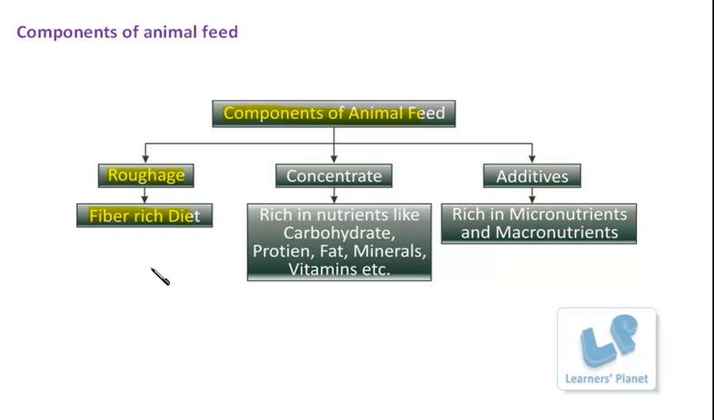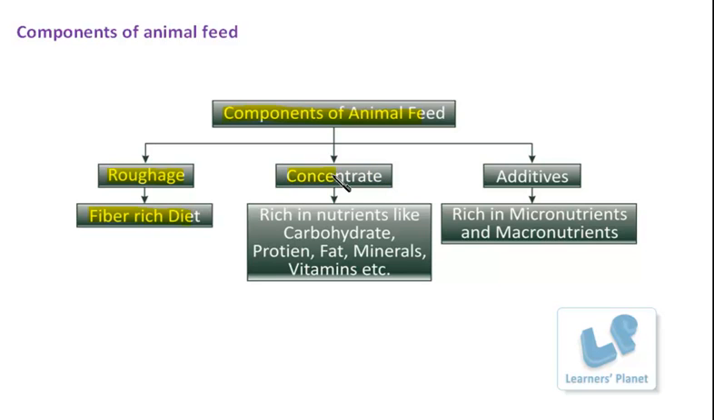Now which products are considered as roughage? It includes fodder, like berseem or sorghum, hay, straw, and so on. Such material is known as roughage, which is of course rich in fiber and is required so as to maintain the health of the organism. Right. Next point is the concentrate.